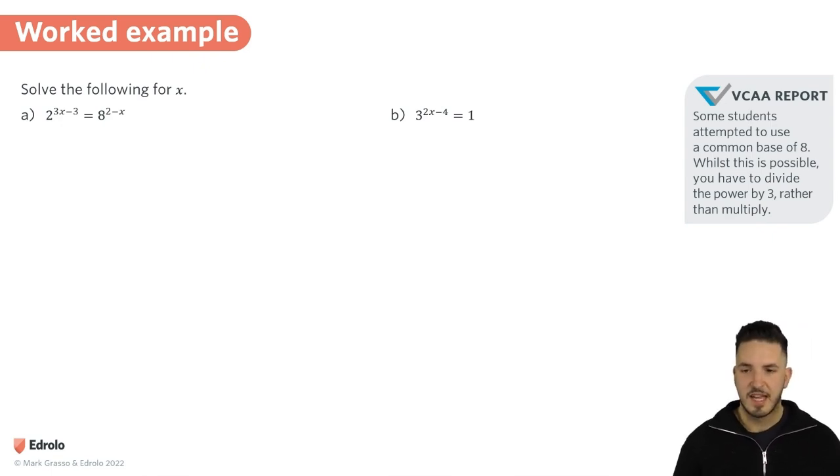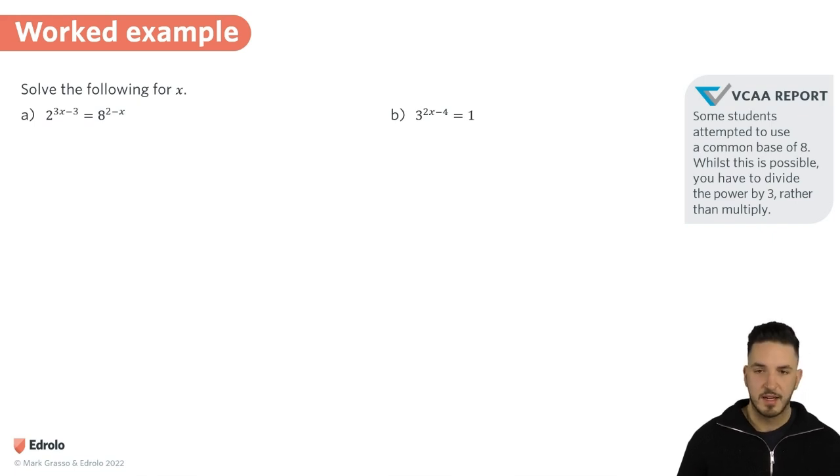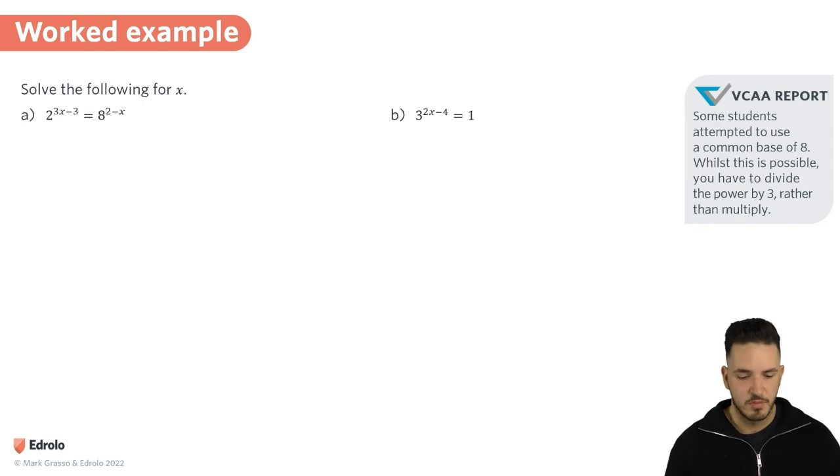So looking at these two worked examples, we have 2 to the power of 3x minus 3 equals 8 to the power of 2 minus x. This particular question actually came from a 2014 VCE exam 1, so it's a really common question you get to see on those end of year examinations. Let's first look at part A.